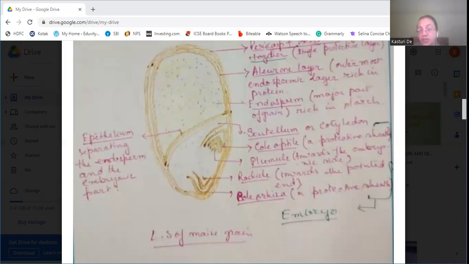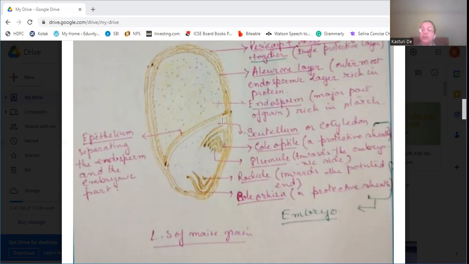Now this embryo, the first portion towards the broader side, you will find the scutellum or the cotyledon, which lies above the coleoptile. And what is coleoptile? Coleoptile is the protective sheath which covers the plumule. What is plumule? Plumule, I told you, is the future shoot of the embryo. So that will grow later on into the shoot system. That is protected by the coleoptile, and above the coleoptile lies the cotyledon or the scutellum in case of maize grain.